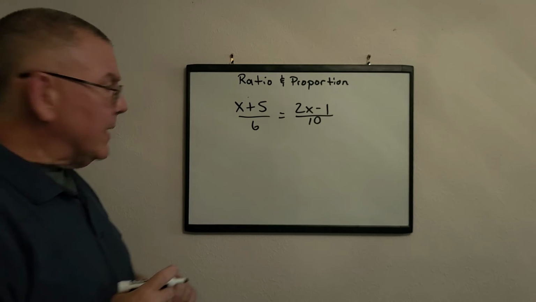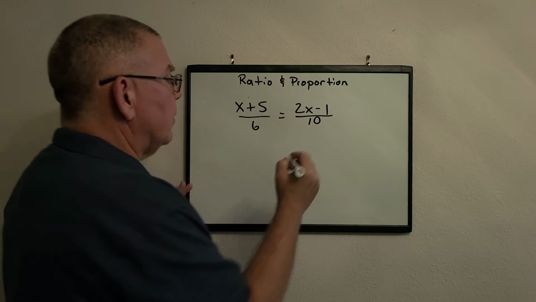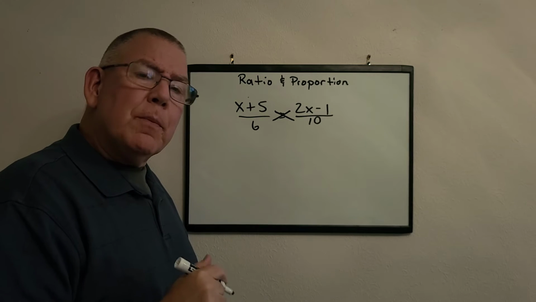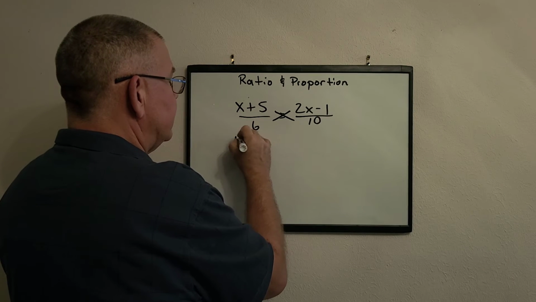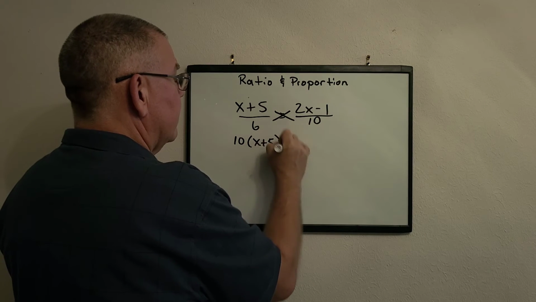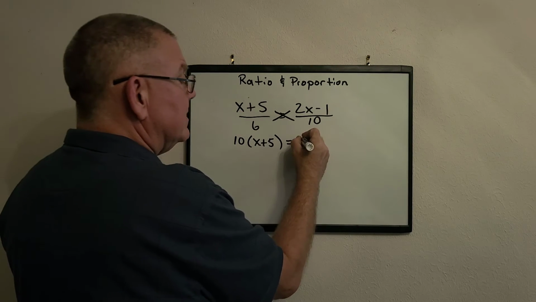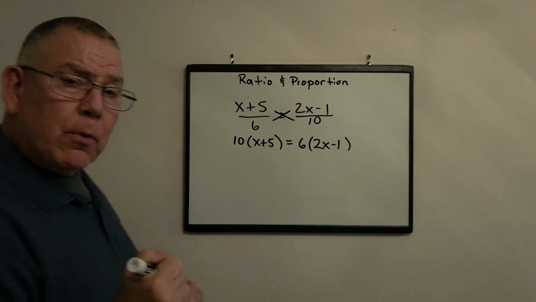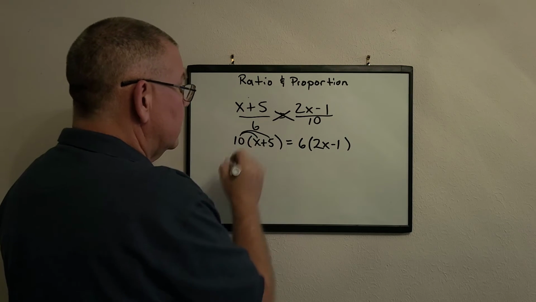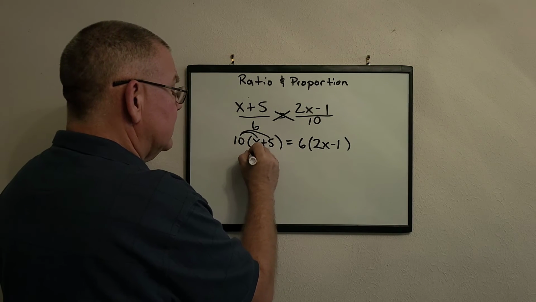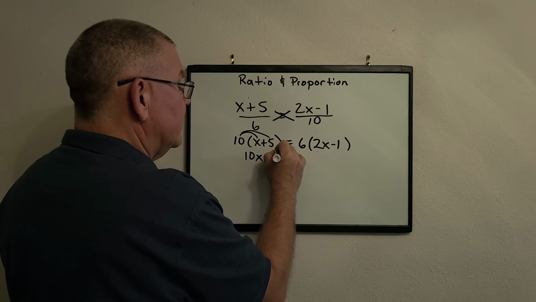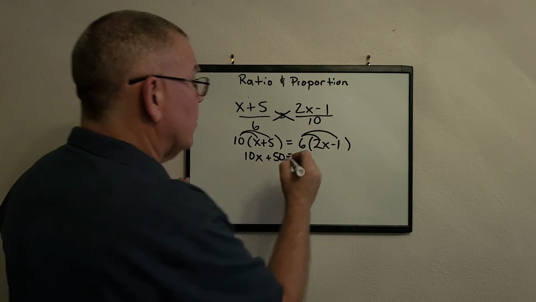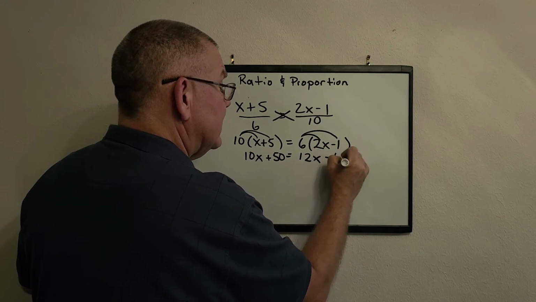Now, this is going to take a little bit, so what we're going to do, we're going to cross multiply. Now, video previously, I talked to you about the distributive property. I have 10 times x plus 5 on this side equals 6 times 2x minus 1. Now, distributive property says I distribute the 10 to the x and the 5. So 10 times x is 10x, and 10 times 5 is 50. Then I distribute the 6 to the 2x and the 6 to the 1, so I have 12x minus 6.